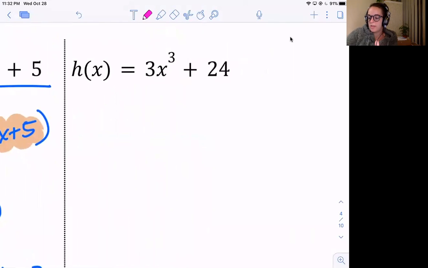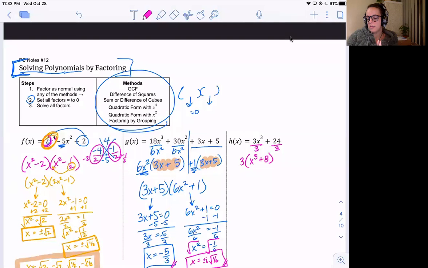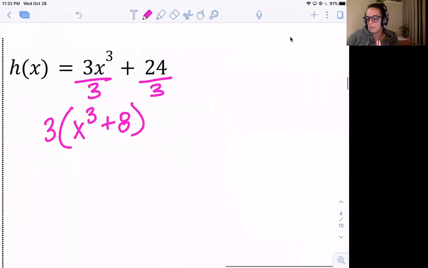All right. Finally, we have this one here. This looks like it has 2 terms. It's either difference of squares or cubes. I see a cube there, so I'm going to go with that. I'm going to take a GCF out first, see if I can simplify my life. That's going to give me x to the 3rd plus 8. And then I see, oh yeah, this is cubes, the sum of cubes.